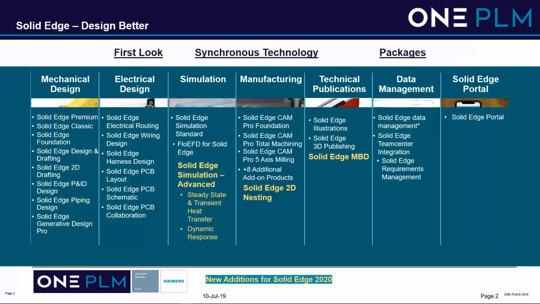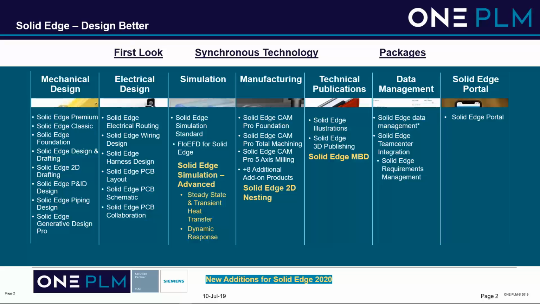So what we're going to do, we're going to look at what we've got within the Solid Edge portfolio. On the left we've got the mechanical design, different levels of packaging and the extra things we can add on there. Electrical design, we've added those in the last couple of releases, and it's slowly becoming a full package, so we can offer anything. Simulation we've had before, we had FlowEFD added a couple of years ago, and now we've got some more advanced options available this year.